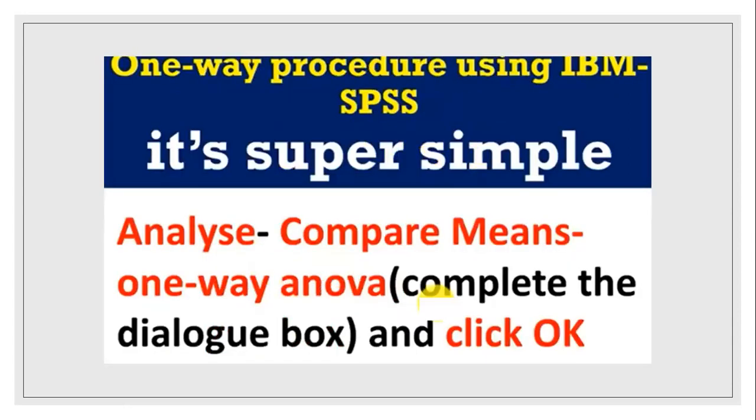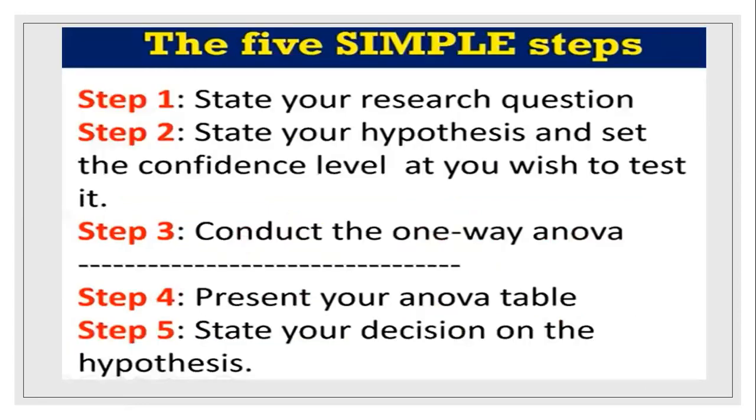Now, how do you do that? How do you do your one-way ANOVA? It's very simple. One-way procedure using IBM SPSS. You don't just say SPSS, you call it in full: IBM SPSS. You click on Analyze, you click Compare Means, you check One-Way ANOVA. Then you complete the dialog box and click OK. Then you see your analysis will be run out for you.